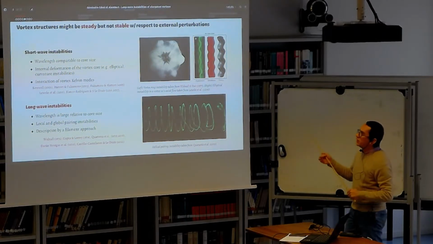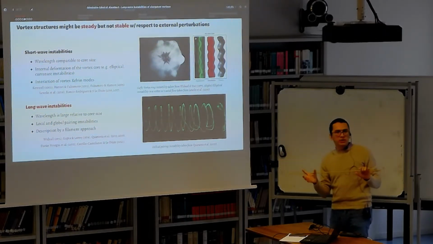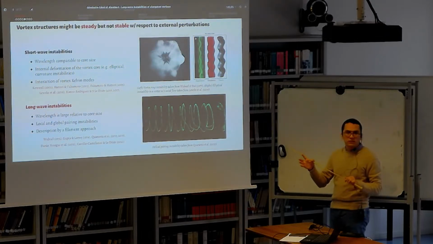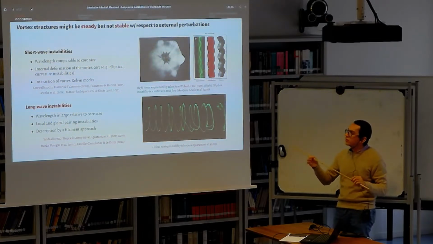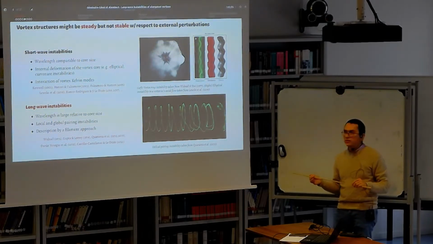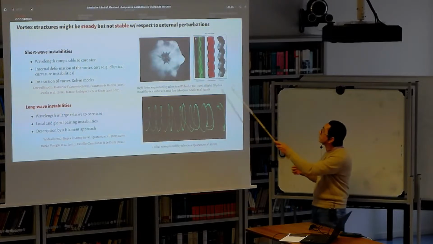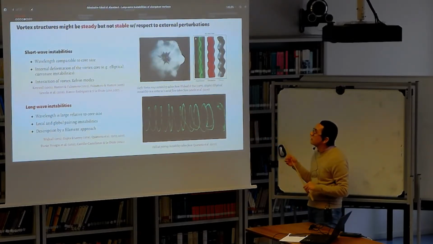In short wave instabilities, the wavelength of the perturbations is comparable to the core size, and the instability itself is triggered by the internal deformation of the core, like in the case of the elliptical and the curvature instabilities that we can see here.